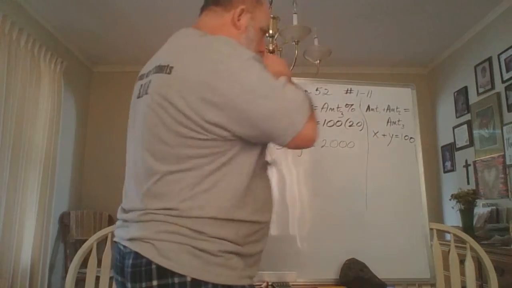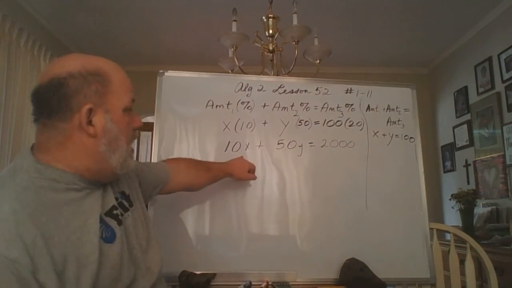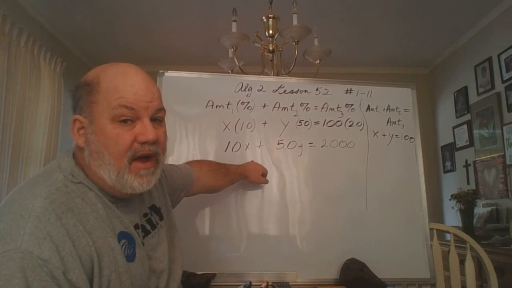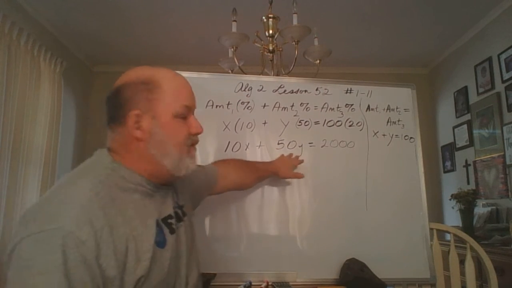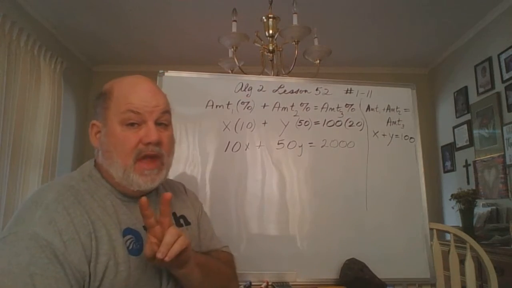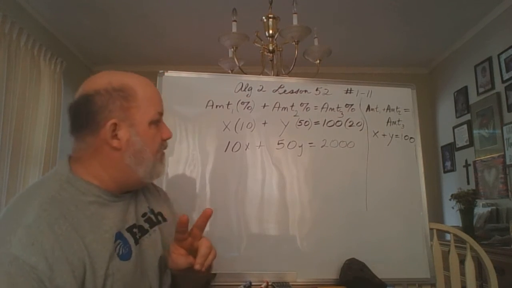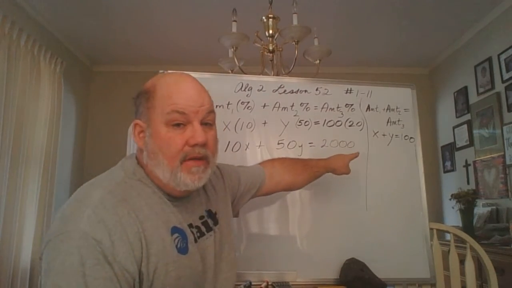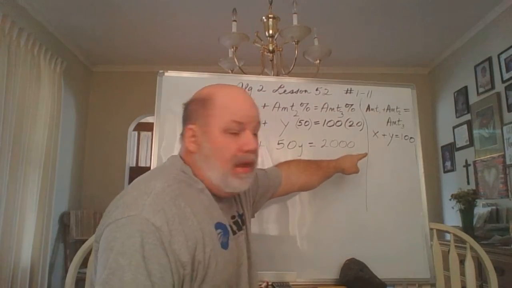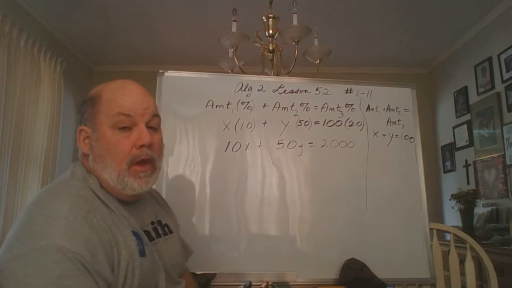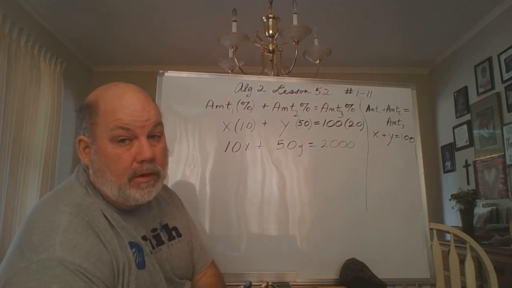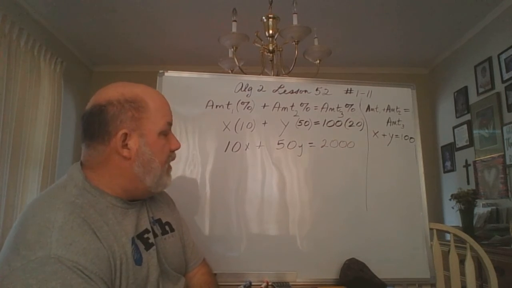Now, in this first problem, we had two unknowns. I've told you before, in order to solve an equation, if you have two unknowns, you must have at least two equations. Well, they've given us two equations. 10x plus 50y equals 2,000. And now this second one over here, x plus y equals 100. We can do an elimination. We can do a substitution. We're going to do a substitution here in a moment to solve for this.